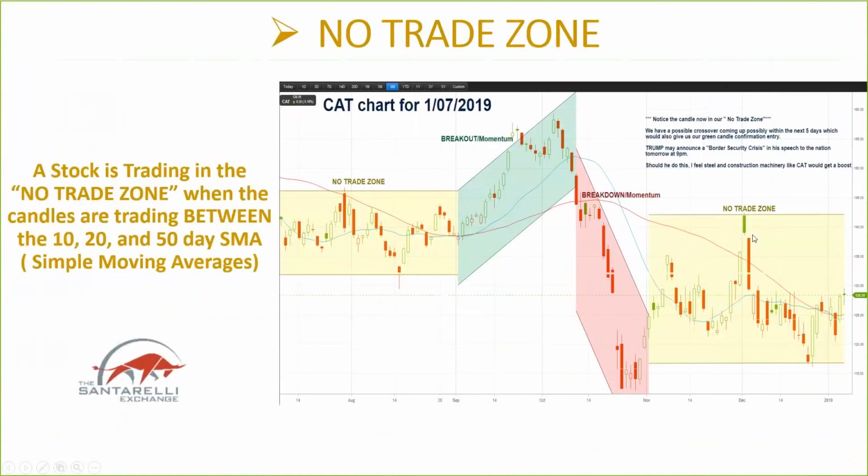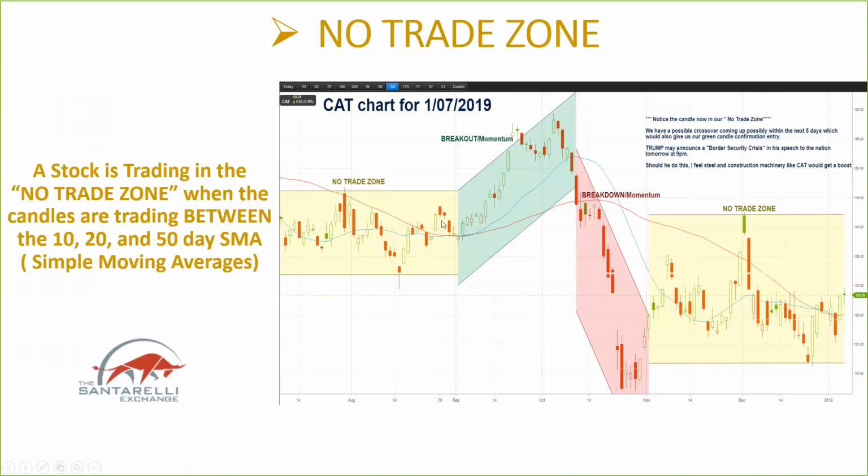I'll have to see. All right, guys, the third cycle in our trade plan is the no trade zone. A stock is trading in the no trade zone when the candles are trading between the 10, 20, and 50-day simple moving averages. So as you can see here, here's an example on Caterpillar, CAT. This is a 6-month daily chart. You can see from July until September, we were in the no trade zone. This simply means the candles you're seeing right here, the green and red candles, are trading between the SMAs and there's no direction yet. And the beauty of this trade plan, guys, look at how accurate it is.